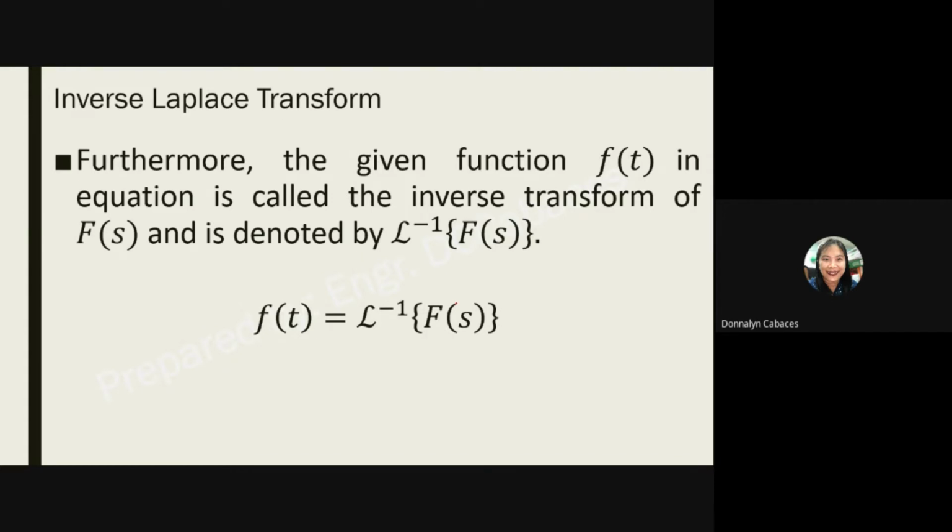For now, we concentrate first on the Laplace transform of a given function f of t, which means that we are to find the integral of e to the negative st times f of t dt evaluated from 0 to infinity, and our result would be a function of s.